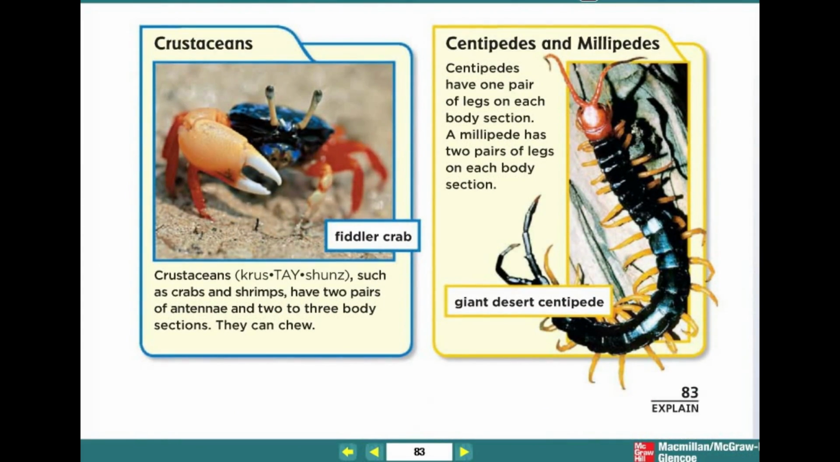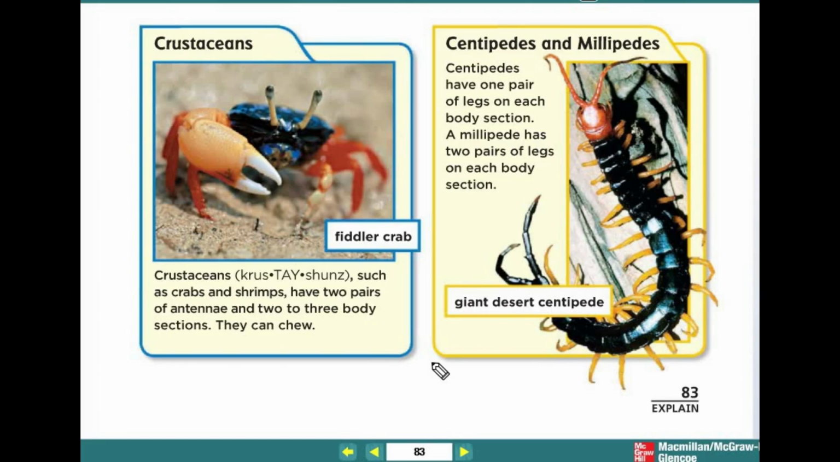Now crustaceans. Here the crustacean's body is divided into 2 or 3 body sections. Some of them have 2 body sections, and some have 3 body sections. What about the number of legs? Some of them have 10 legs or more. They are different. What about antennae?